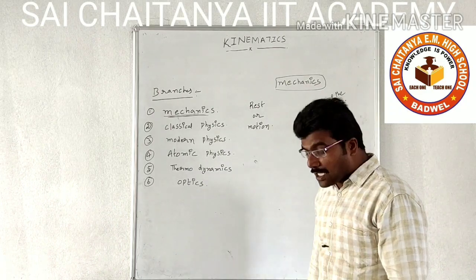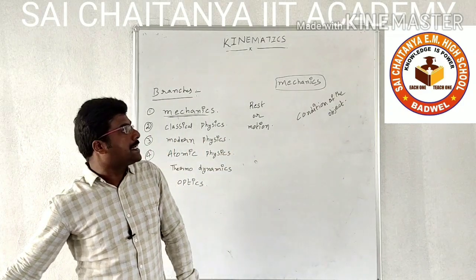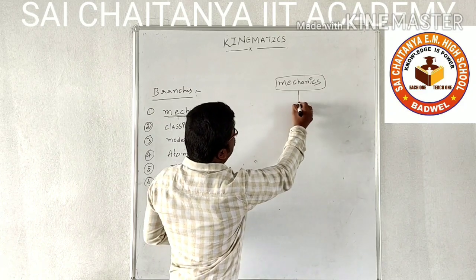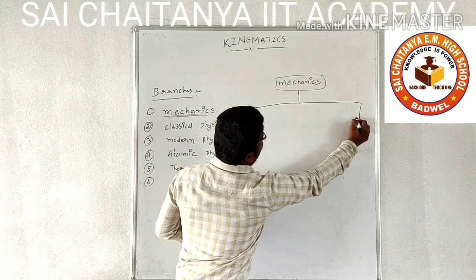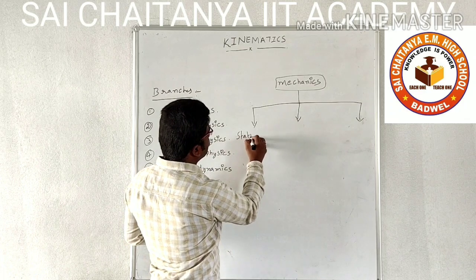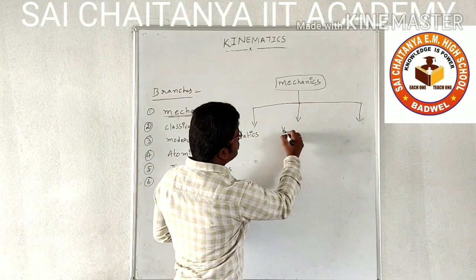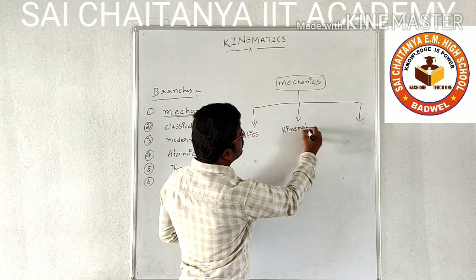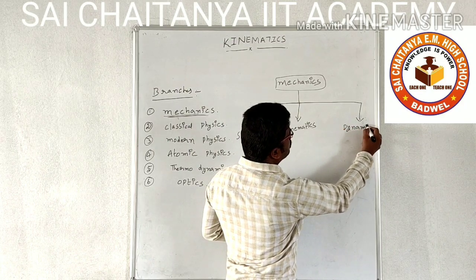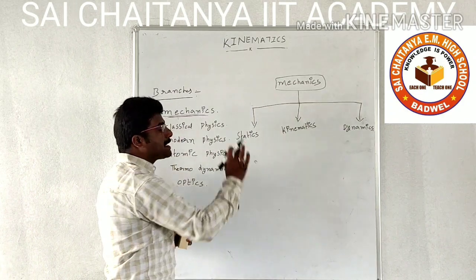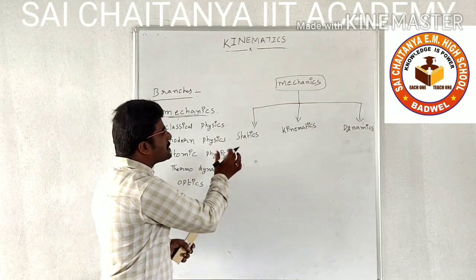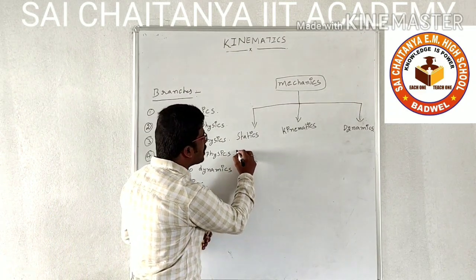Mechanics is further classified into three types. First one is statics, second one is kinematics, and the third one is dynamics. Here statics, the name itself indicates static means rest. This statics deals with the bodies which are at rest.